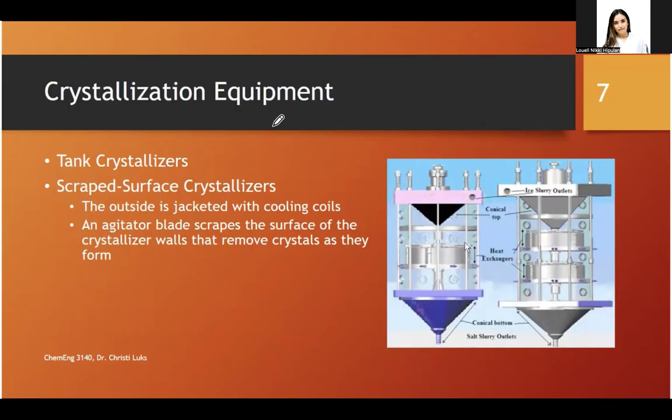Next is scraped surface crystallizers. So what happens is that the outside is jacketed with cooling coils. And you have an agitator blade, it scrapes the surface of your crystallizer walls and then it removes crystals as they form. So that is for scraped surface crystallizers.